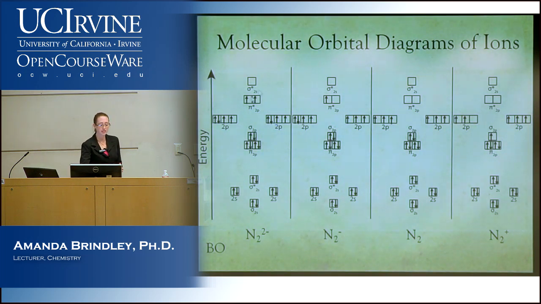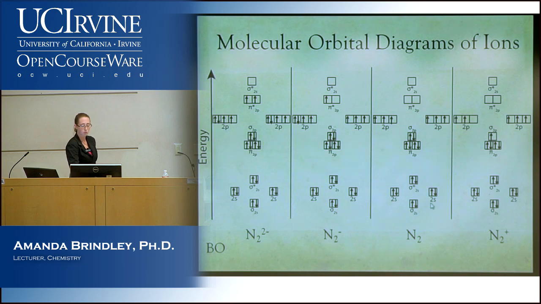Now notice here, the same rules apply with the ions that applied with the regular atoms or molecules. I fill in 1 here and then 1 here. I don't put 2 of them in 1, right? When you have degenerate orbitals, or orbitals of the same energy level, you fill across first and then you double up if you need to. Okay, so now let's look at the bond orders for each of these.